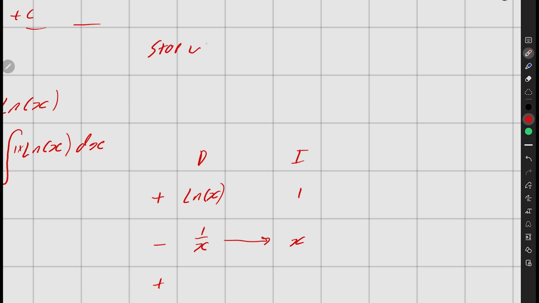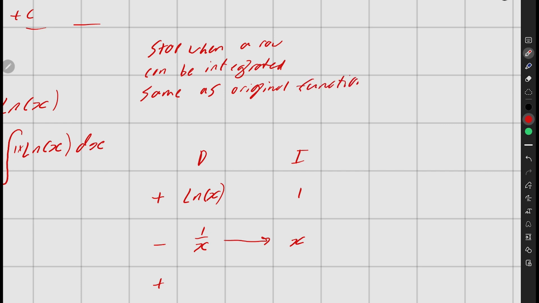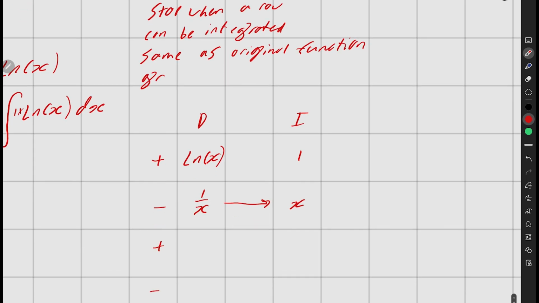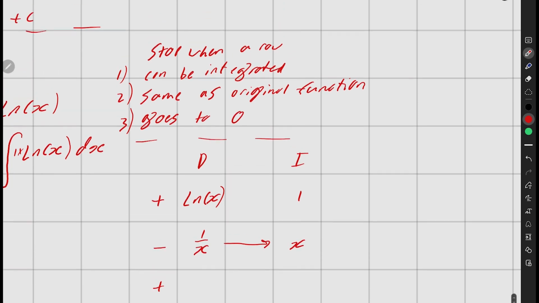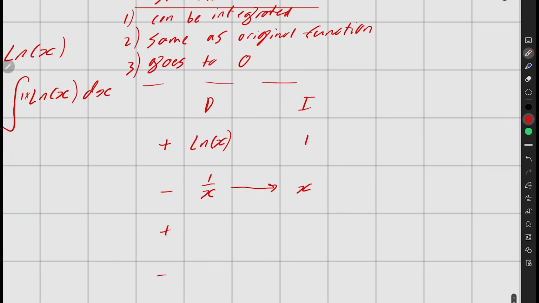So for the differentiating integrating table, you stop when a row can be integrated, is the same as the original function, and goes to 0. So screenshot this if you want, but when you're doing this table method, that's when you need to stop, alright?